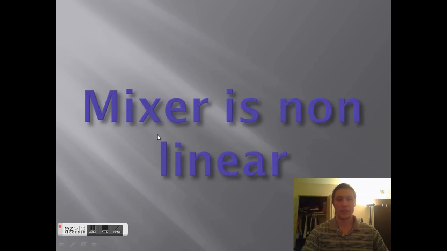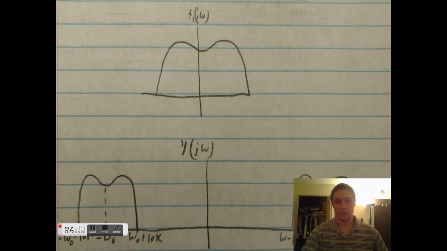Now, we know that a mixer is nonlinear for a couple of reasons. One, because multiplication is a nonlinear function. And we want this because we're mixing it with a cosine, and this cosine we do not want to be what's coming out. So this is actually very good.